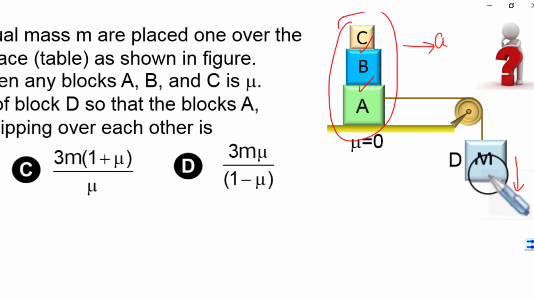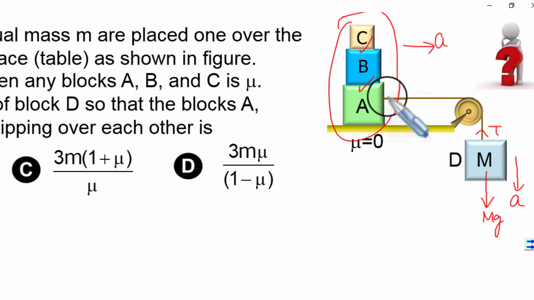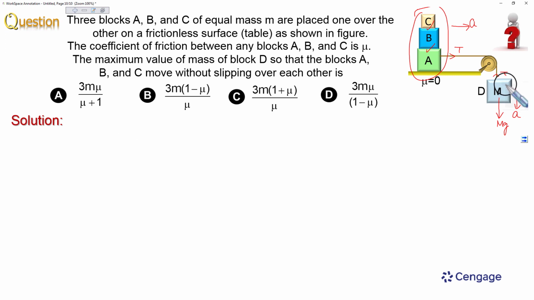First consider block D. Mass capital M, that means weight will act in the downward direction, capital Mg. The string is light, that means tension in the string should be the same. Tension at this point should act in the upward direction, and tension at this point connecting block A should be in the rightward direction. Now we can write the equation of motion of block D: capital Mg minus T is equal to capital M multiplied by small a. Let us make this equation number 1.